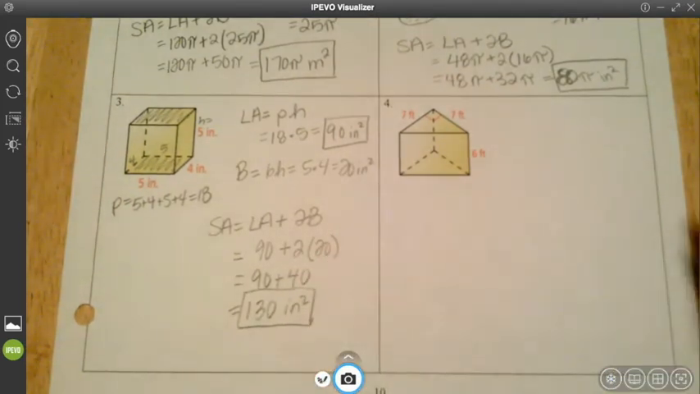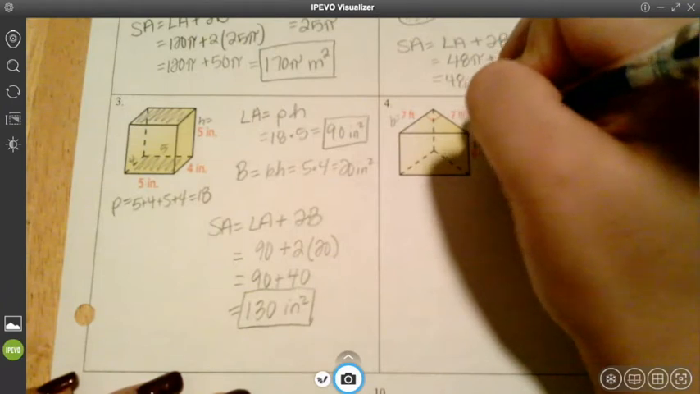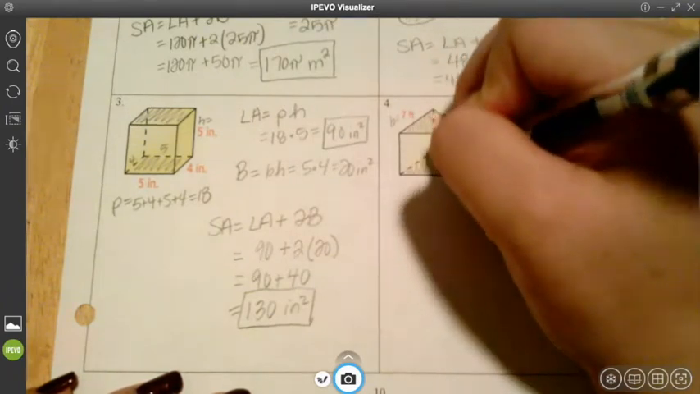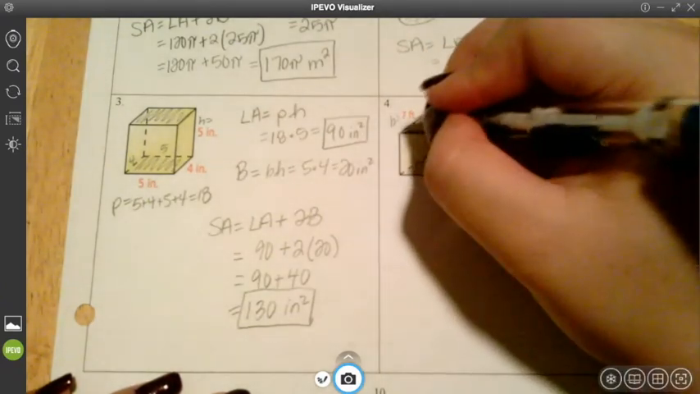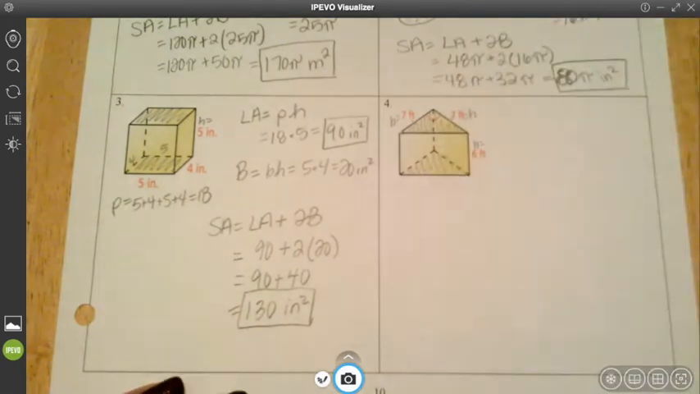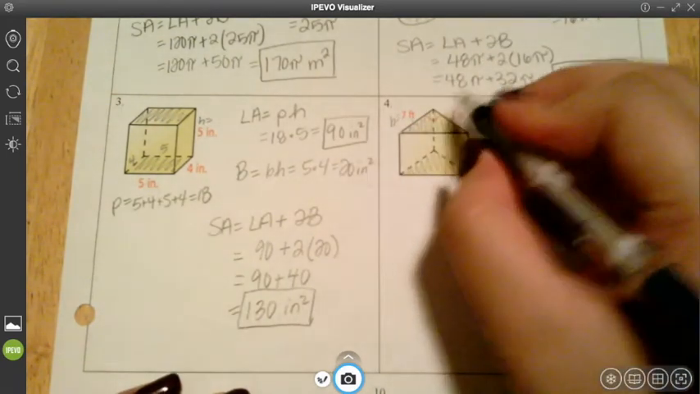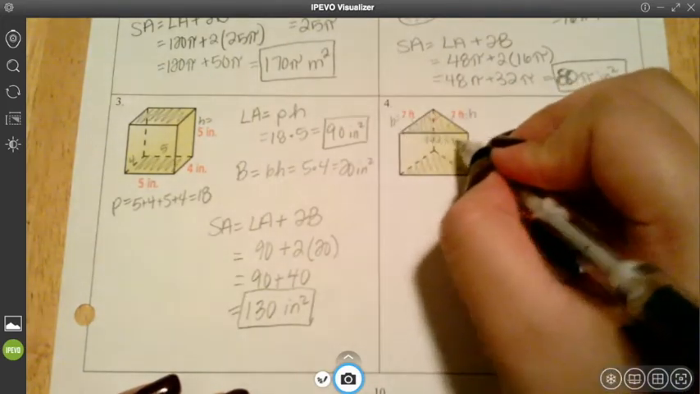And for the triangular prism, this is a right angle. That's nice. I can call this my base and height of the triangle. This is the height of the prism. We do also need this length in order to find the perimeter. But if this is a right angle, this is an isosceles right triangle, so it always has to be 45-45-90. So that means that this is 7 times the square root of 2 feet.